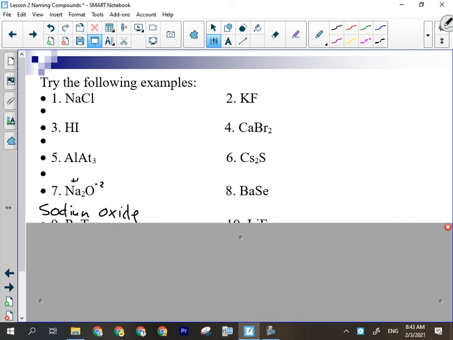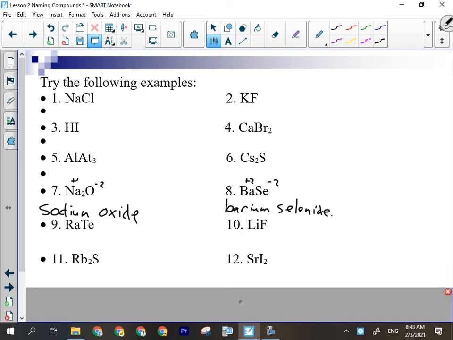And then for number 8, I've got barium with selenium, so this will be barium selenide. And again, this one is already charge balanced because selenium is a -2, I believe. Yeah, and barium is a +2. Those already cancel each other out. Everybody following? I want you guys to try those ones there, and we'll go through them together in a couple of minutes.